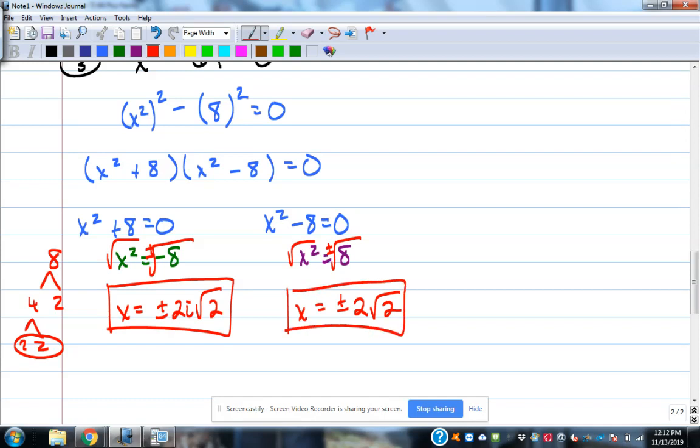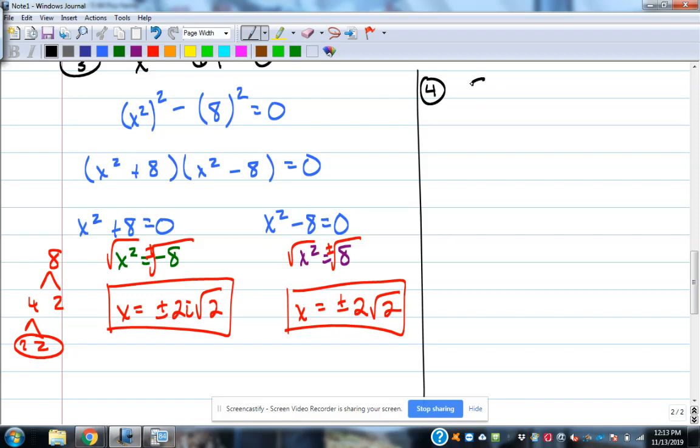Does this graph cross the x-axis or bounce? Which one? All the answers are complex? No, just the ones with the i are complex. So the 2 radical 2 is a real answer. It's a decimal, right? 2 times the square root of 2, or just the square root of 8. So we've got how many places this thing crosses the x-axis? 2 places, because positive 2 radical 2 and negative 2 radical 2. The complex ones don't have anything to do with the x-axis. They're just complex solutions.